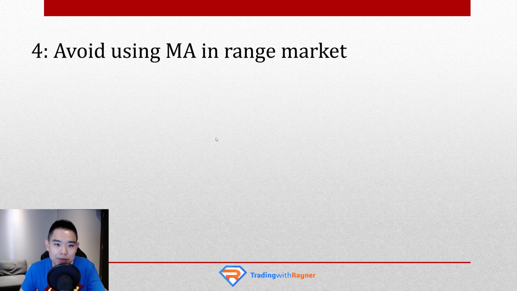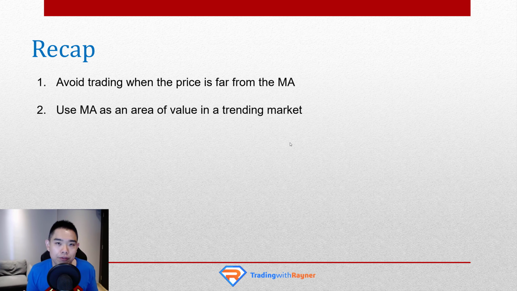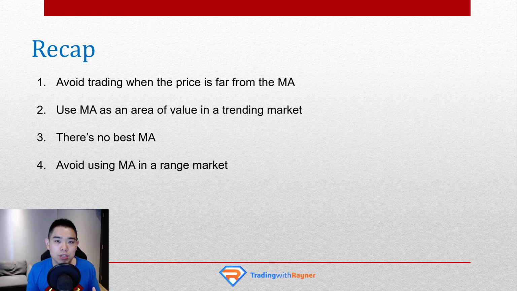So as a quick recap, here's what you've learned. Number 1, avoid trading when the price is far away from the moving average. Number 2, you can use the moving average to act as an area of value using the 2 test technique, which I've just shared with you. Number 3, there's no best moving average. Different types of trends have different depths of pullback. Once you can identify the type of trend there is, you can use the respective moving average to trade those trends. For example, a healthy trend is the 50 MA, a strong trend is the 20 MA. And finally, you want to avoid using the moving average in a range market because it's pretty much useless.